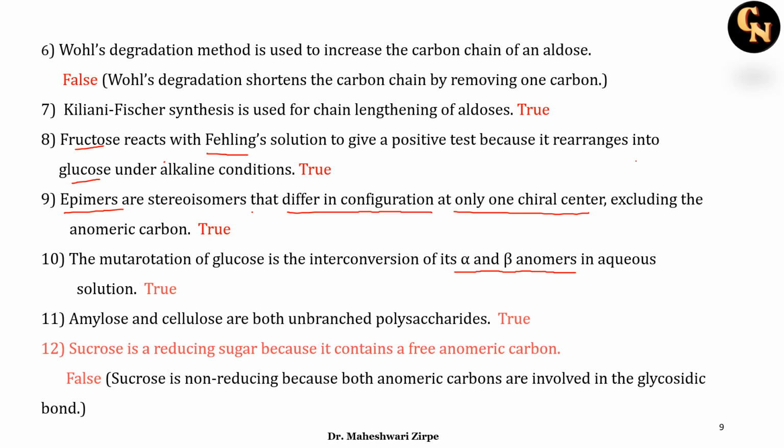Next is amylose and cellulose are both unbranched polysaccharides. So this is very much true. Amylose and cellulose are unbranched polysaccharides. Then the next one is sucrose is a reducing sugar because it contains free anomeric carbon. So this is false. Okay, the statement is false because sucrose is a non-reducing sugar. In the first fill in the blank only we have seen the sucrose is non-reducing sugar. Okay, so both anomeric carbons are involved in the glycosidic bond.